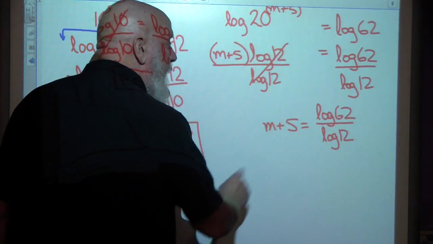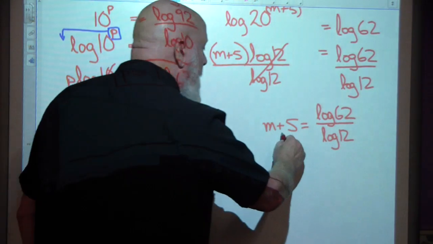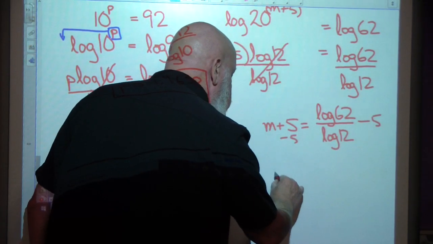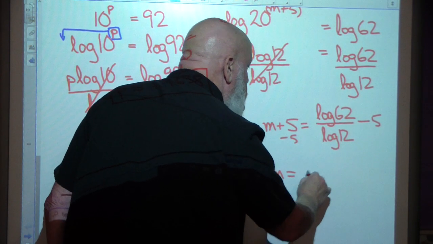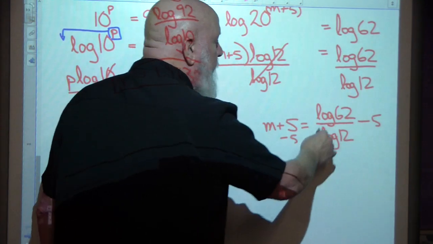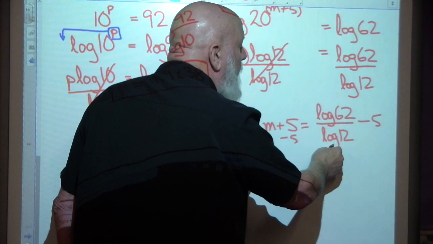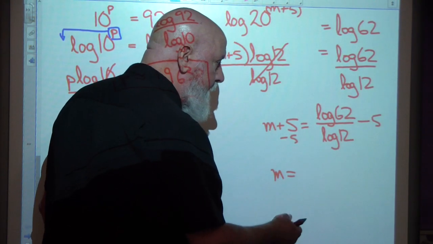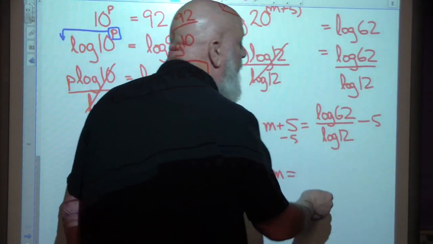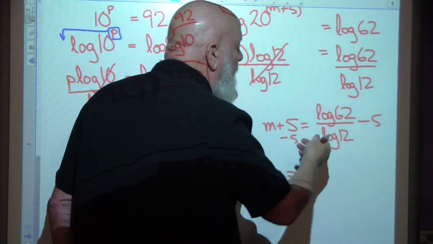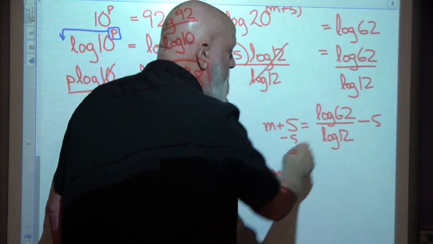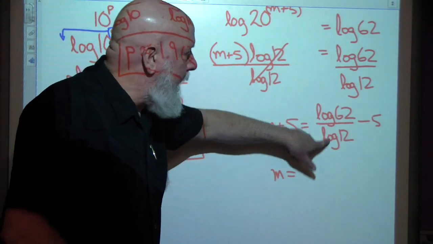And now I just want to subtract 5 from both sides. So when I do that, I'll have m is equal to, and I'm just going to enter this into the calculator and round it to the nearest tenth. Just log 62 divided by log 12. You can put that in parentheses and hit equals, and then say minus 5. That's very important that you hit equals just before you subtract 5. Well, you don't have to, because the calculator will follow the order of operations, but it's not a bad idea.